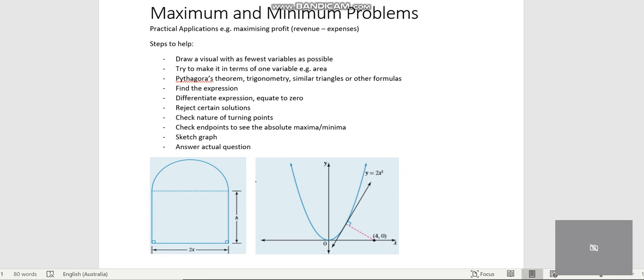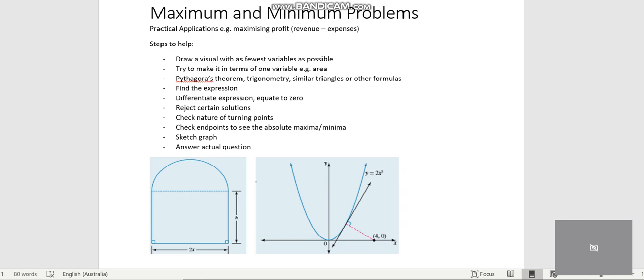For example, first of all, if the question doesn't give you a diagram, you try to draw it with as few variables as possible to make it simple. And the next step is to try to make it in terms of one variable. So for example, the diagram on the left, you have 2x and you have h. It's probably easier to get everything into one variable, so either have everything in terms of h or everything in terms of x. Since there's a semicircle, you probably have the constant pi in your answer somewhere.